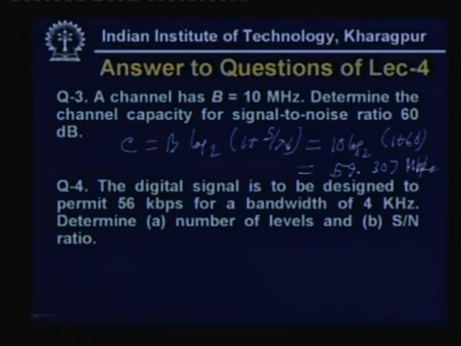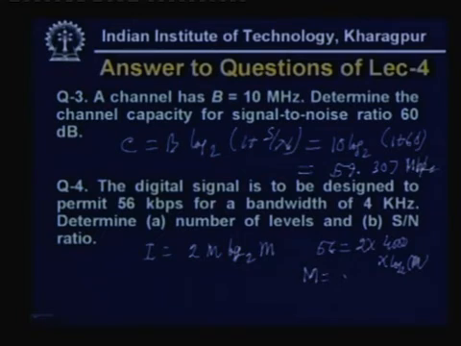Fourth question was: the digital signal is to be designed to permit 56 kilobits per second for a bandwidth of 4 kilohertz. Determine the number of levels and signal to noise ratio. This can be calculated by using 2 different formulas. In the first case, you have to use this formula, I is equal to 2 B log 2 M. Here you have to find out the M, and I is given already, 56. So 56,000 is equal to 2 into 4000 into log 2 M. From this you will get M is equal to 2 to the power 7, which is 128 levels.